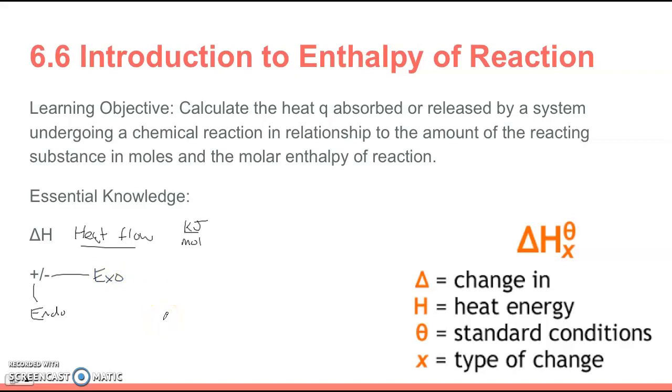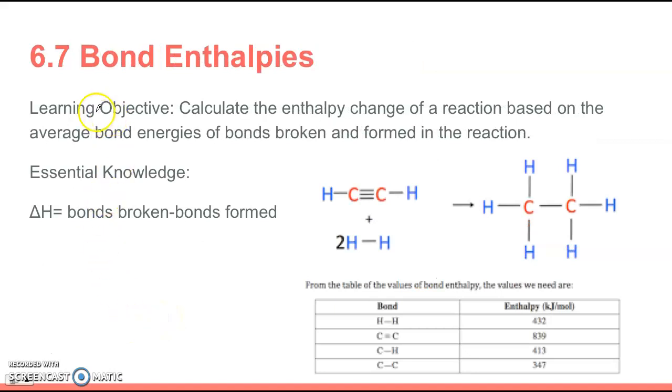The last section for today is 6.7 on bond enthalpies, and the learning objective is calculate the enthalpy change of a reaction based on the average bond energies of bonds broken and formed in the reaction. The essential knowledge for this section is working with this equation right here. This is just another way that we find delta H for some type of reaction. It's where we take bonds broken minus bonds formed.